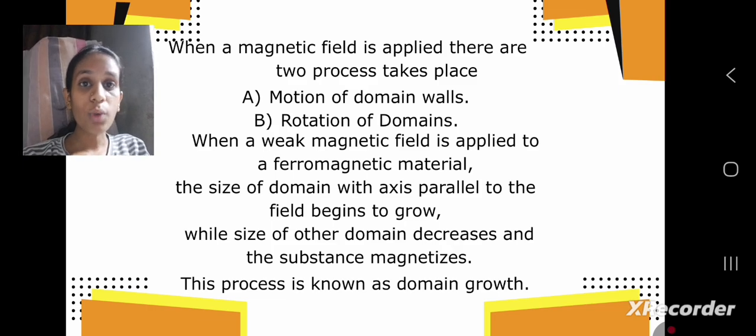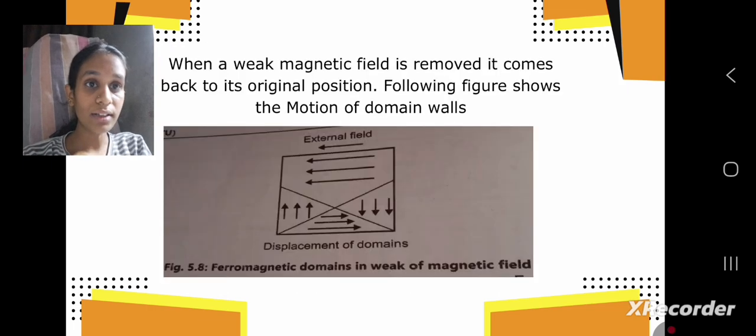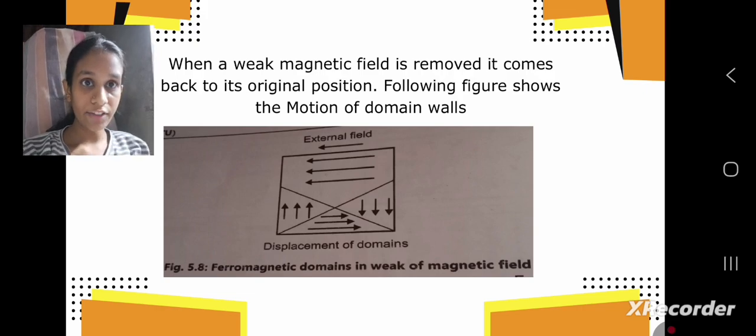So whenever you apply a weak magnetic field, the size of one domain increases and the sizes of the other domains keep decreasing, and the substance magnetizes. This process is called domain growth, and we can see it in the diagram. When we apply a weak magnetic field, the size of the first domain is greatly increased and the other three domains are decreased because of the weak magnetic field applied.